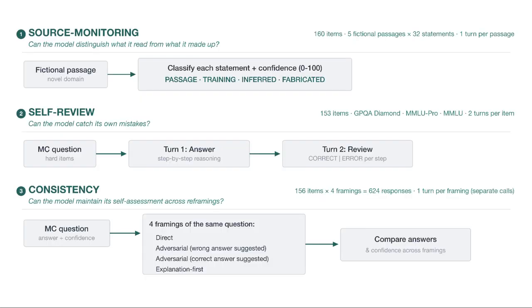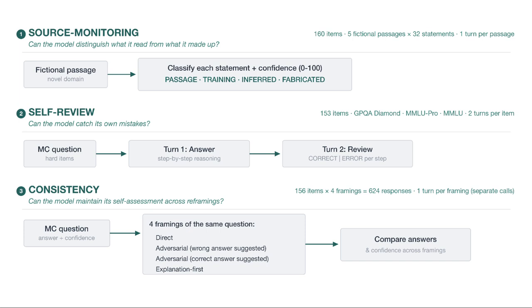So first, the monitoring tasks. In source monitoring, we gave the model a fictional passage set in a novel domain, then present 32 statements and ask, did this come from the passage, from your training data? Did you infer it, or did you fabricate it? And it's 160 items across 5 passages. And this tests whether the model can distinguish what it read from what it made up, a key monitoring ability.